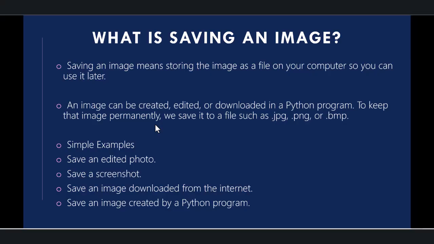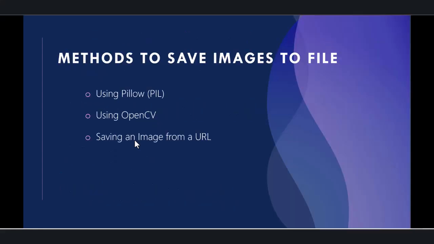These are simple examples: we can save an edited photo, we can save screenshots, we can save an image downloaded from the internet, we can save an image created by a Python program. These are the methods that I'll explain in this video to save images to file. First will be using Pillow, then using OpenCV, and we'll see saving an image from a URL.